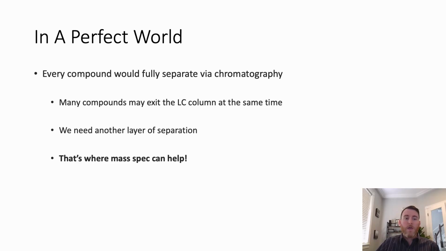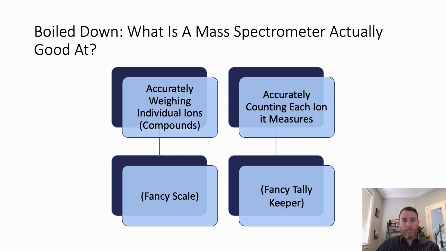So in a perfect world, every compound would separate from every other compound via liquid chromatography in this case. However, that's not the case. Many compounds are exiting the LC column at the same time, and usually that requires a separate layer to be able to guarantee or have high confidence that your compound of interest is the one that you believe it is. And this is where mass spectrometry can help us add that extra layer of separation.